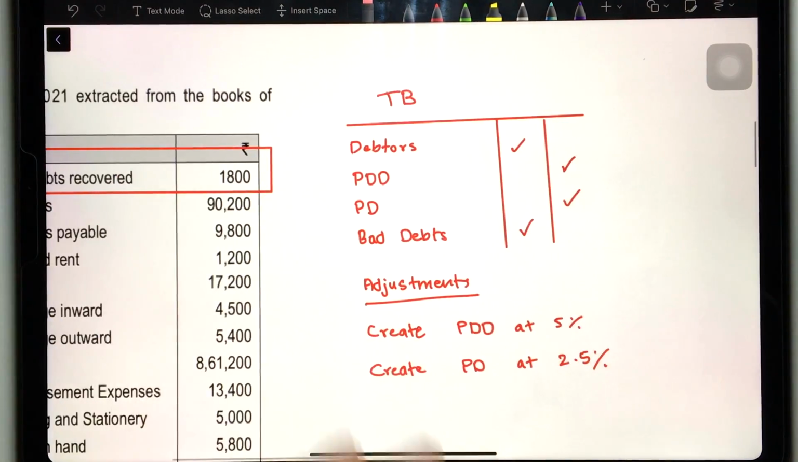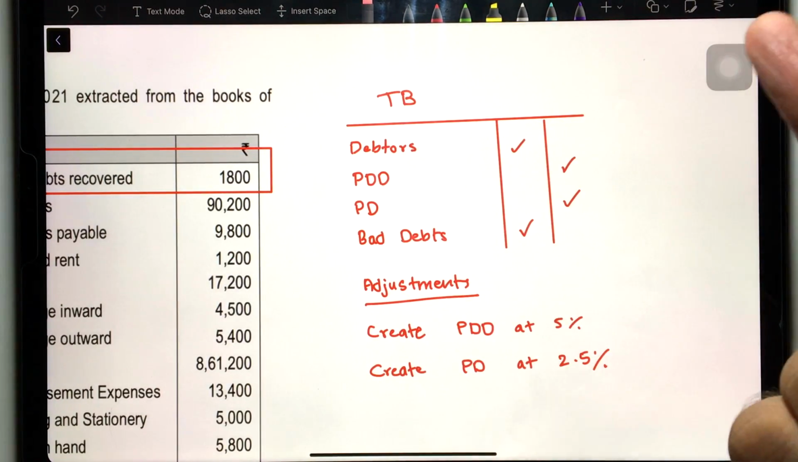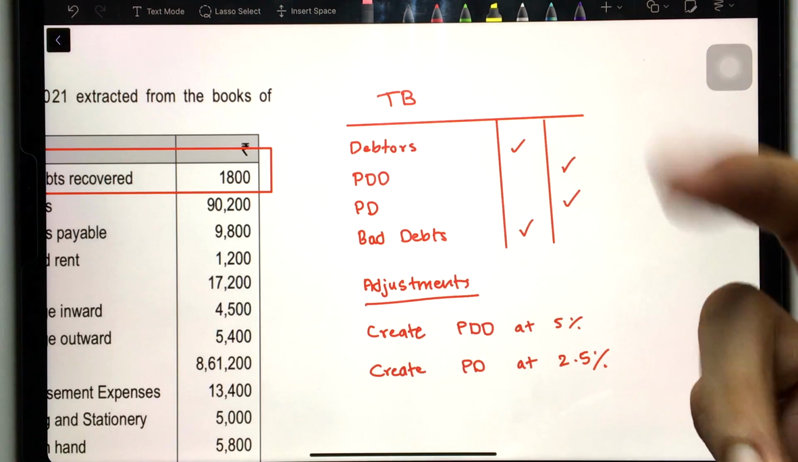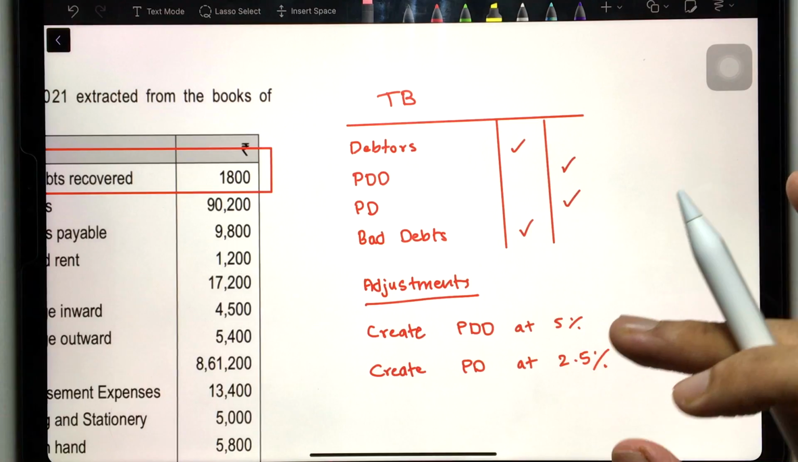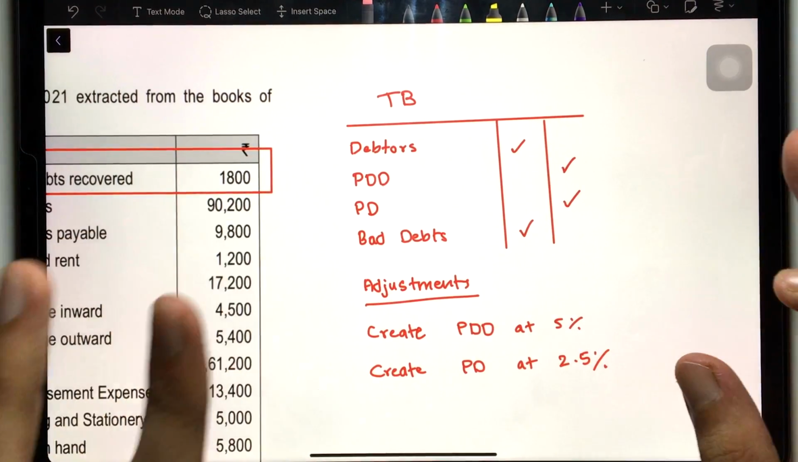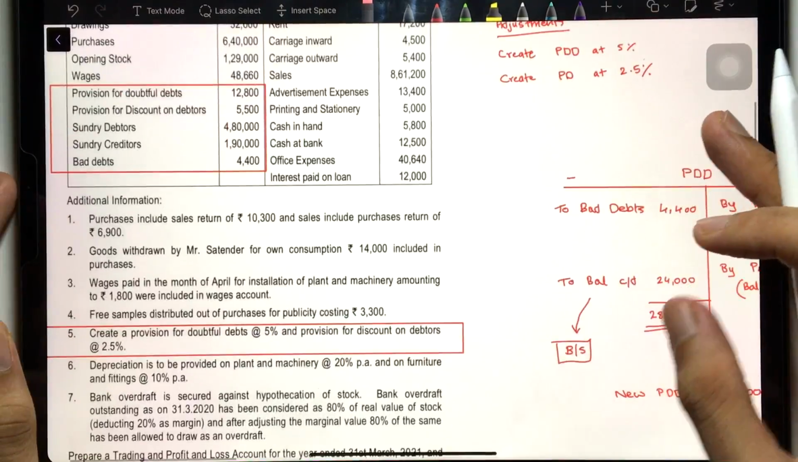What kind of scenario is this? In the trial balance, there is debtors balance. Both provisions are there, provision for doubtful debt and provision for discount. And in the trial balance, bad debts are also there. And in adjustment, we have to maintain both the provisions, 5% and 2.5%. Okay, fine. So how will we solve this?